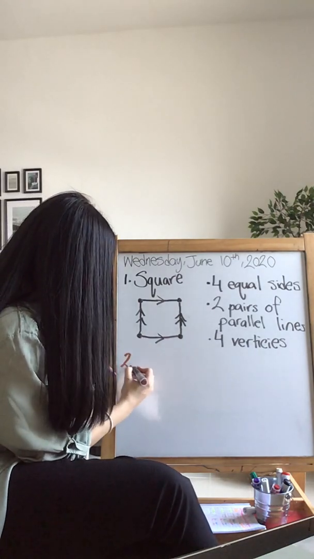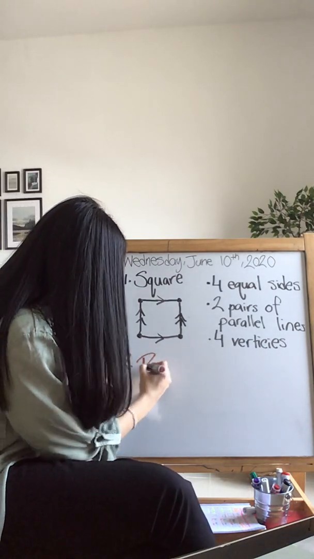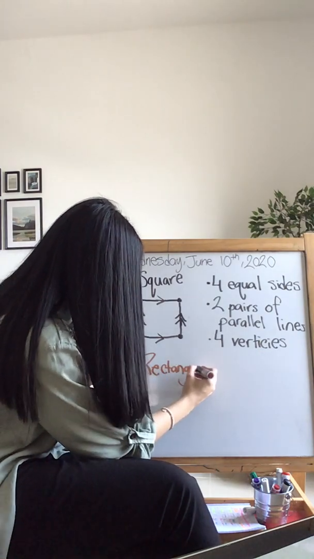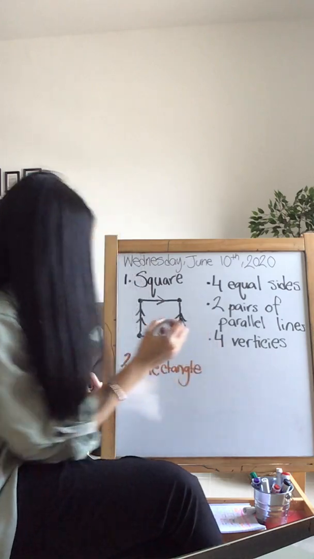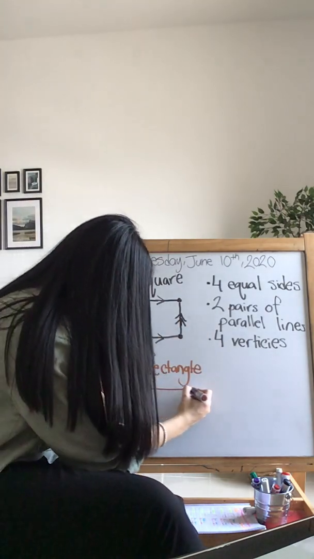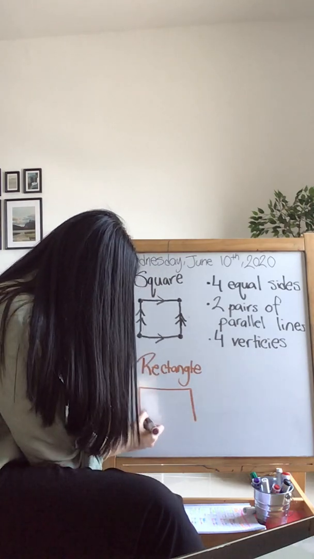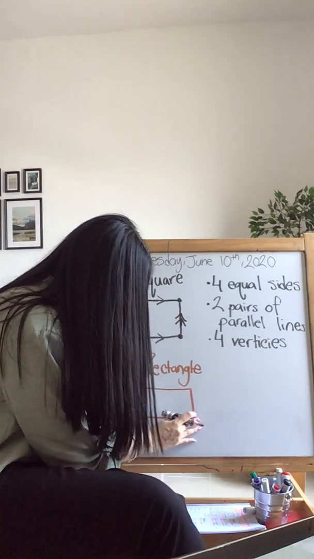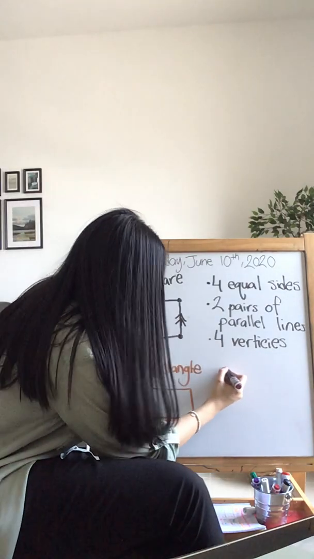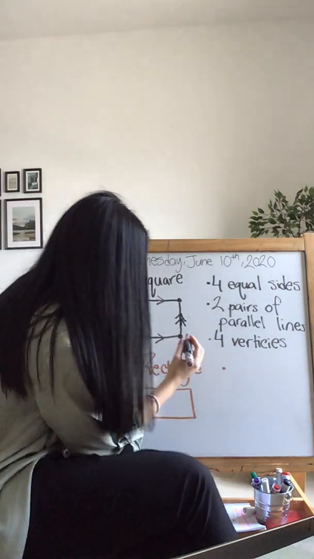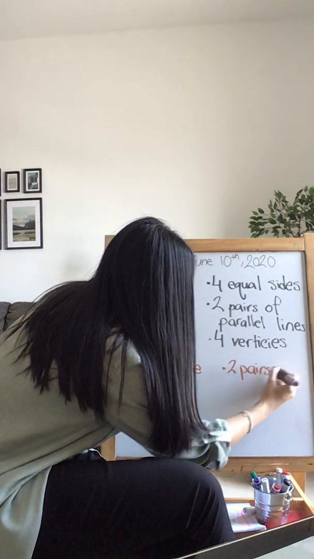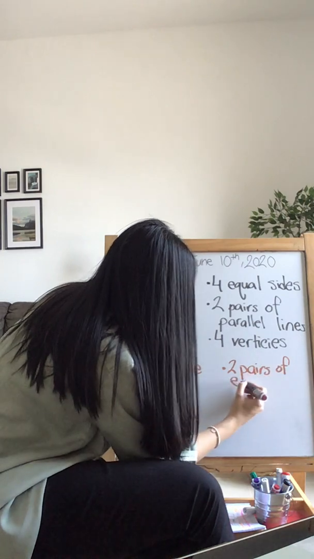The second type of quadrilateral shape is a rectangle. And again, you know the shape. I'll draw it here, and we can look at the shape and the properties of a rectangle. What makes a rectangle, right? So again, I'll write it over here, and I'll go in order. We can say it has 2 pairs of equal sides.